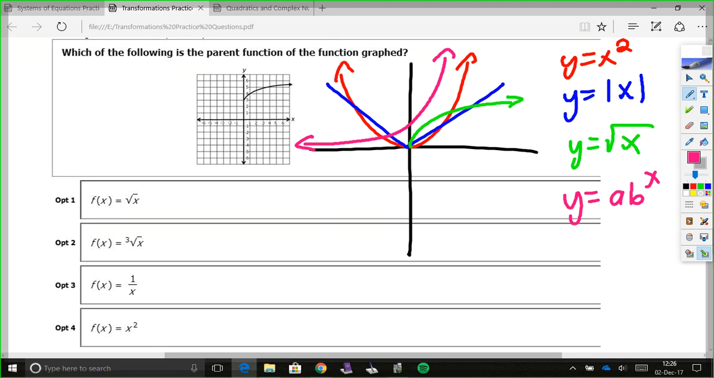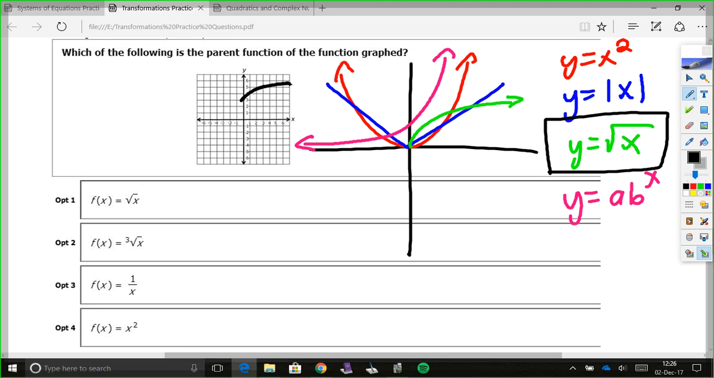So looking at this graph, we have in ours sort of this arch shape. That arch shape looks very similar to my square root function. Alright? So that's how we know. There we go. Option 1 is our correct answer because that's what a square root function looks like.